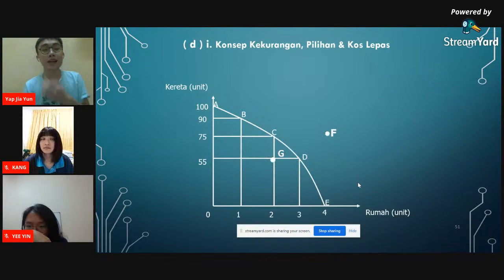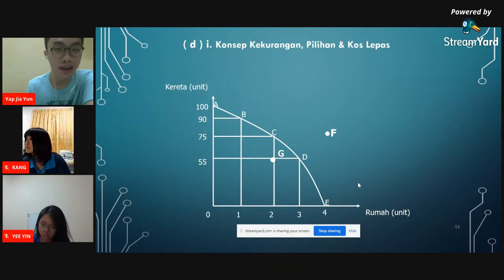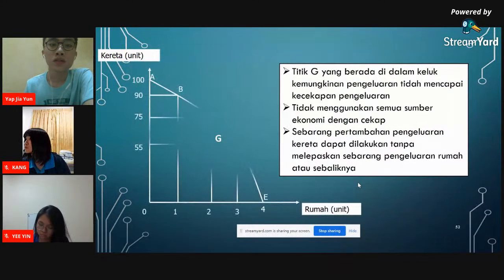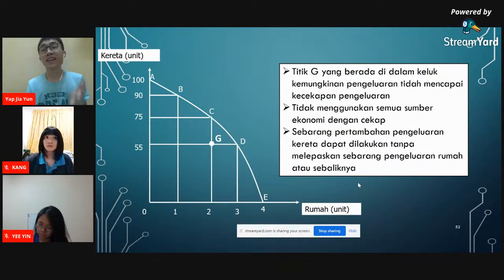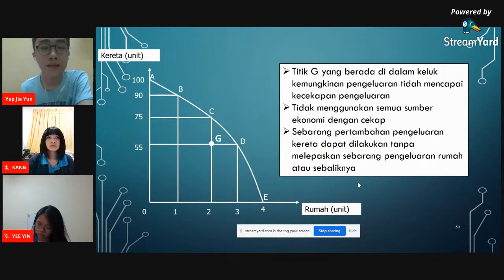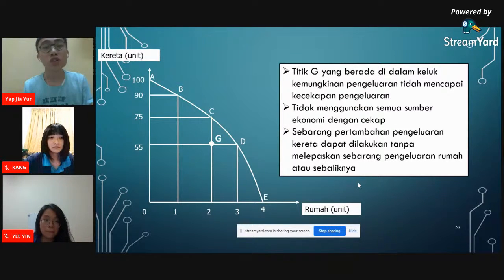Saya akan terangkan jika berlaku titik kombinasi pengeluaran di dalam keluk kemungkinan pengeluaran ataupun di luar keluk kemungkinan pengeluaran. Jika titik kombinasi pengeluaran berlaku di dalam keluk kemungkinan pengeluaran, itu apa maksudnya? Ini bermaksud kita tidak mencapai kecekapan pengeluaran. Mengapa kita tidak mencapai kecekapan pengeluaran? Ini maksudnya kita tidak menggunakan semua sumber ekonomi dengan cekap.